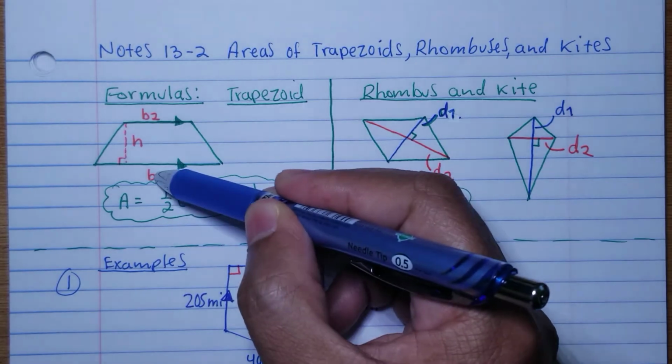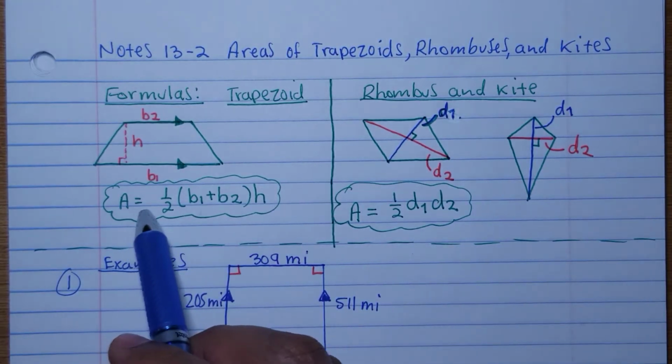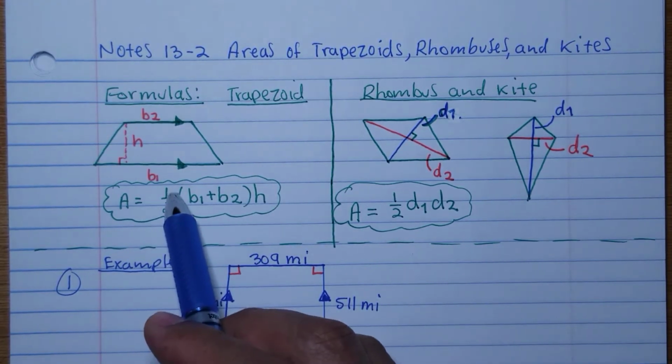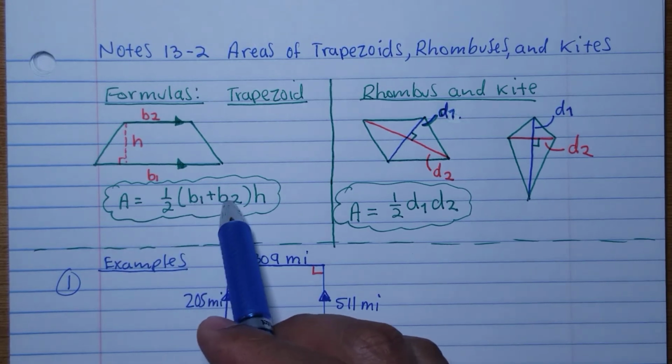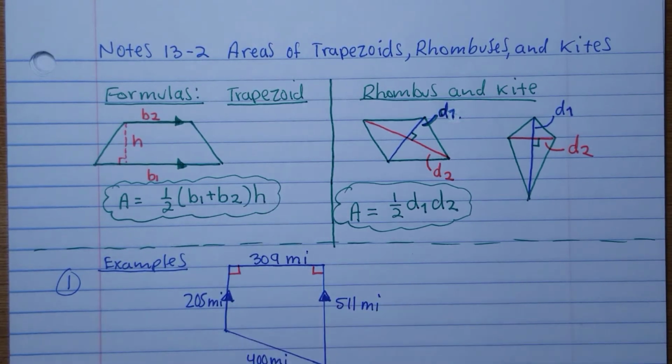bases. So this is base 1, base 2. And this is the formula to find the area of a trapezoid: 1/2 the sum of base 1 and base 2 multiplied by the height.